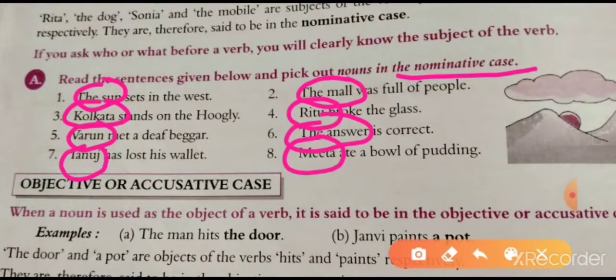So this way we can solve the exercises. For example, the dog killed the mouse, the mobile was lost by Prakash, Rita played basketball, Sonia bought a gold ring. So Rita, the dog, Sonia and the mobile are subjects of the verbs played, killed, bought and was lost respectively. They are therefore said to be in the nominative case. So here the sun, Kolkata, Varun, Tanuj, the mall, Ritu, the answer, Meeta are in the nominative case in these sentences.